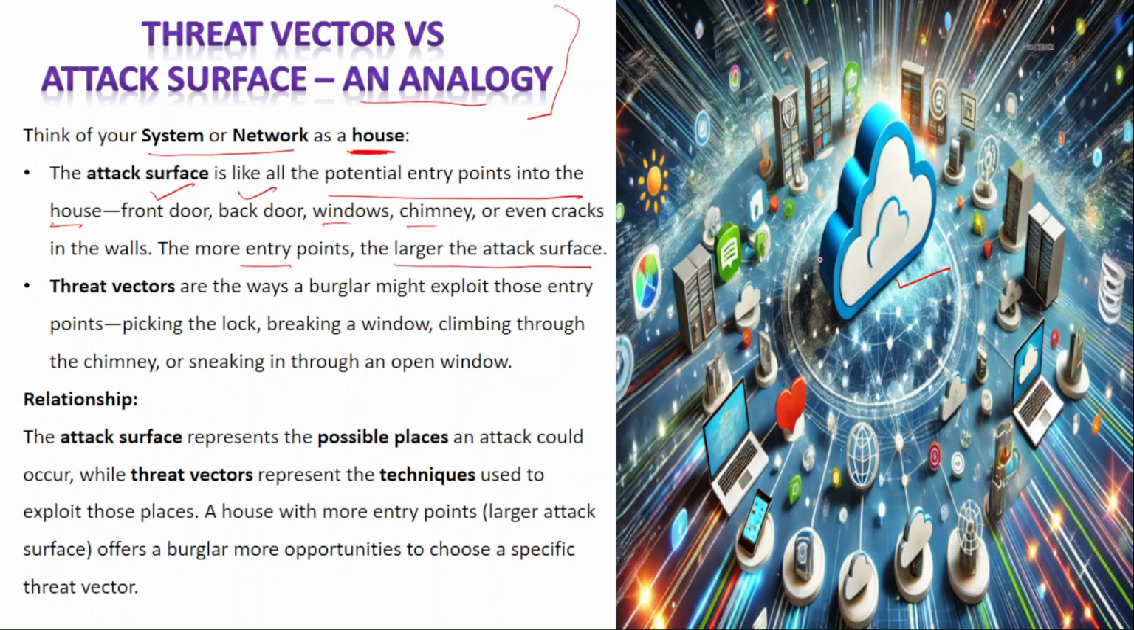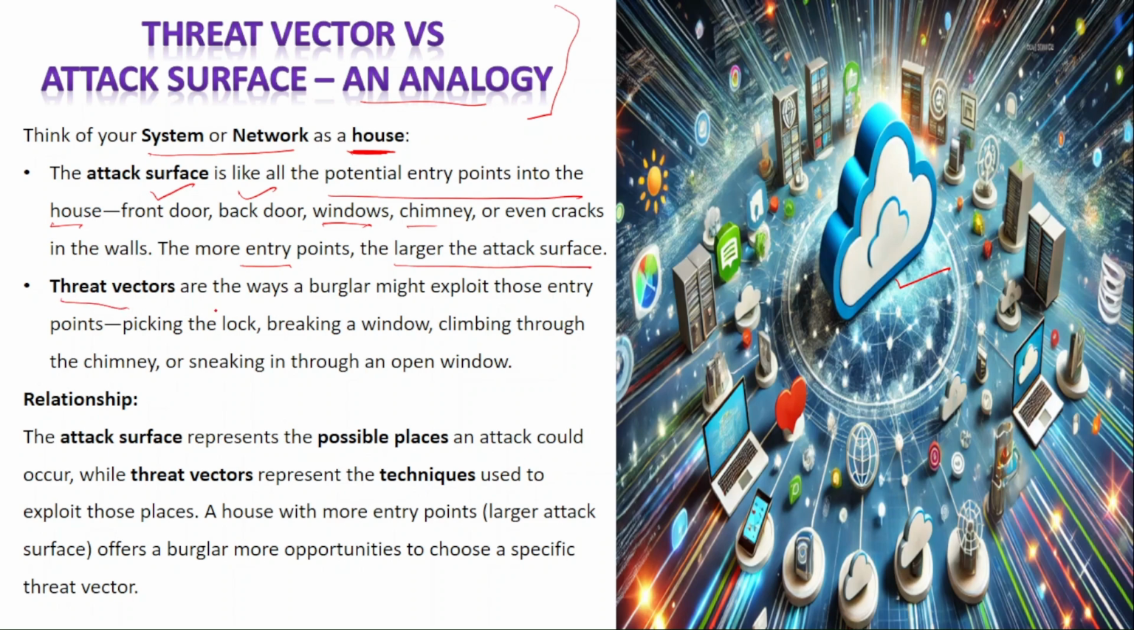So whenever you want to secure your system or network, the first and the most important thing is that you need to reduce the attack surface. For example, if it was your house, you want to remove the unnecessary doors, you want to close the chimney, you want to reinforce the windows and not let them open when the house is unattended.